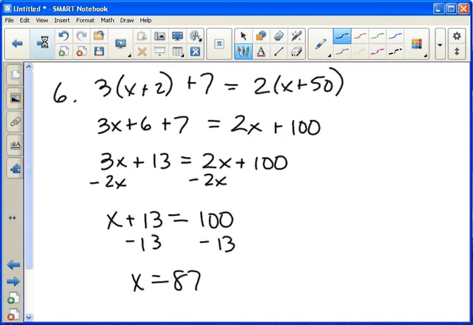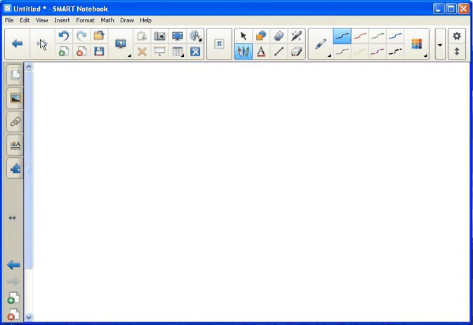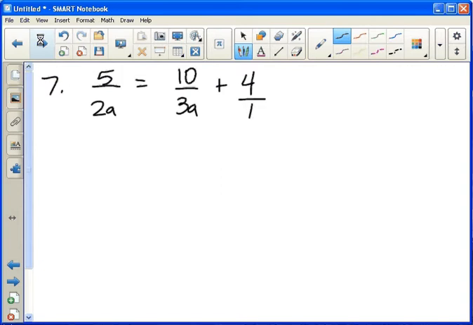Now number 7, solve for a when we have 5 over 2a equals 10 over 3a plus 4. Since everything else is a fraction, it may help you. You don't have to do this, but it may help you if you put the 4 as a fraction and call it 4 over 1. To solve this, when your variable is in the denominator, you're going to need to find the common denominator.